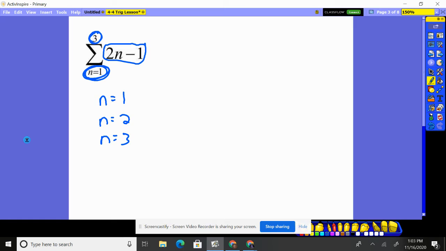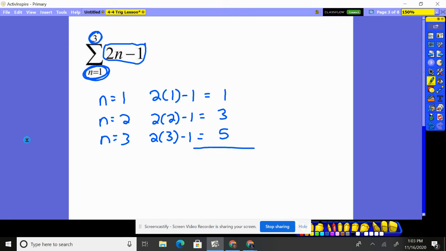So let's plug 1 into the equation. 2 times 1 minus 1. Well, that's 2 minus 1. That gives me an answer of 1. It now says plug 2 in and get an answer. 2 times 2 is 4, minus 1 is 3. And finally, plug 3 in, and then you can stop. 6 minus 1 is 5. And now, the summation, add them all together. 1 plus 3 plus 5 gives me an answer of 9. So the answer to this problem, when we add up all those things, is 9.